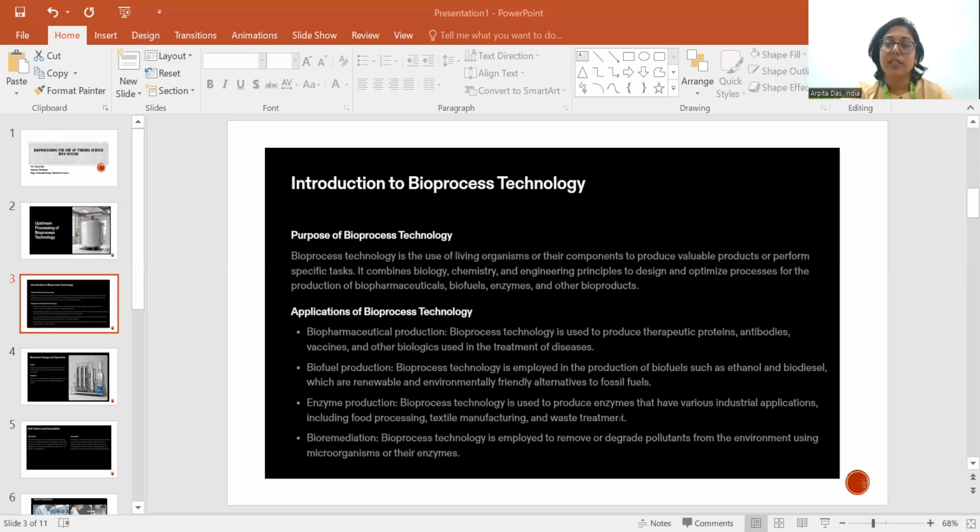Then bioplastic is another key area where we can use bioprocess technology, as well as vaccine development, and at last we talked about agriculture. Yes, in the agricultural field, we can also use this bioprocess to increase soil fertility. We can create certain biological pest control using bioprocess technology. So the application is vast. The application of bioprocess technology is really vast.